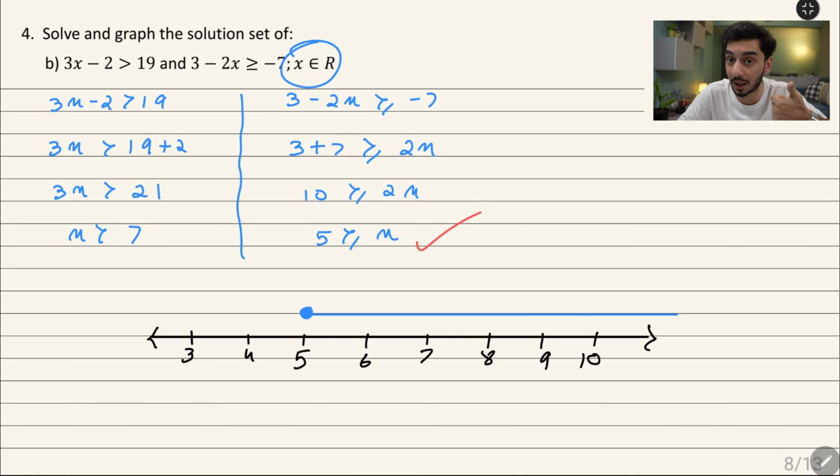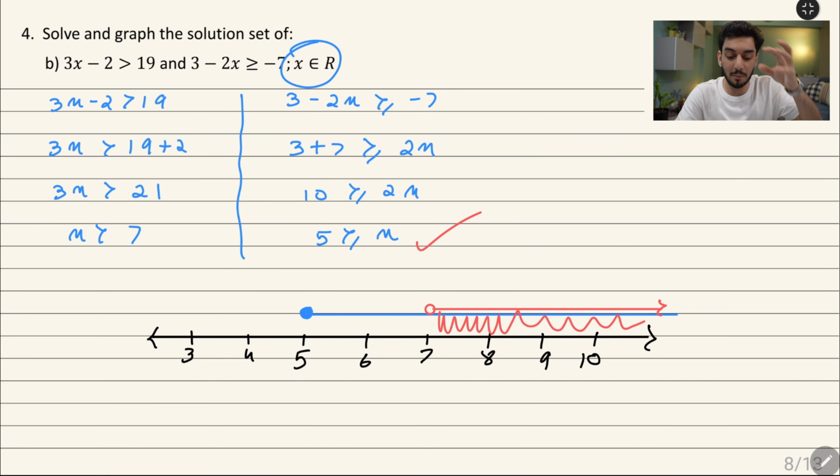Okay, what is the other thing? The other thing says x is greater than 7. X is greater than 7 means I have to put up a hollow circle over here, and I have to put up an arrow like this. Now, what is a common space for both the solutions that I've gotten? So this part is basically the common solution for both the things.